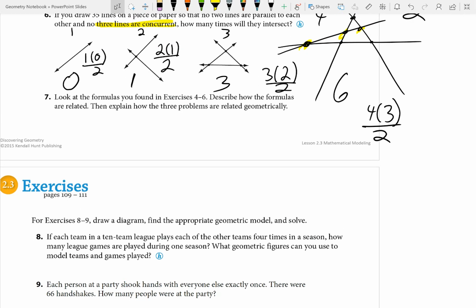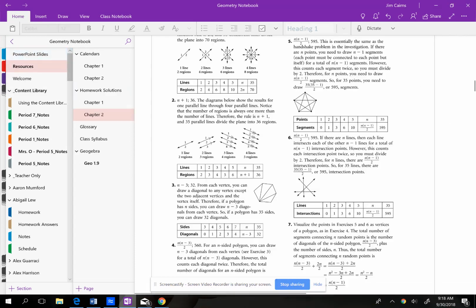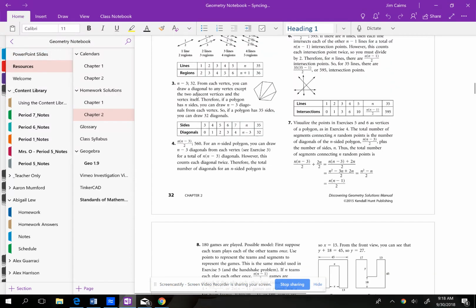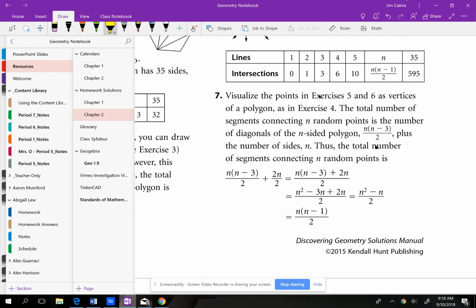And let's see here. I'll show you. Yep. So you can see they're visualizing the points in exercises 4 through 5 as vertices of a polygon. As in exercise 4, the total number of segments with n random points is the number of diagonals inside the polygon plus the number of sides. Thus, the total number of segments connecting n random points is this.